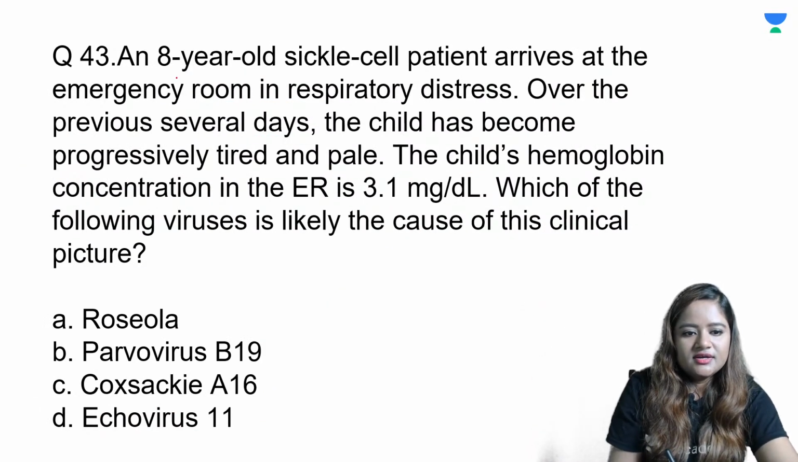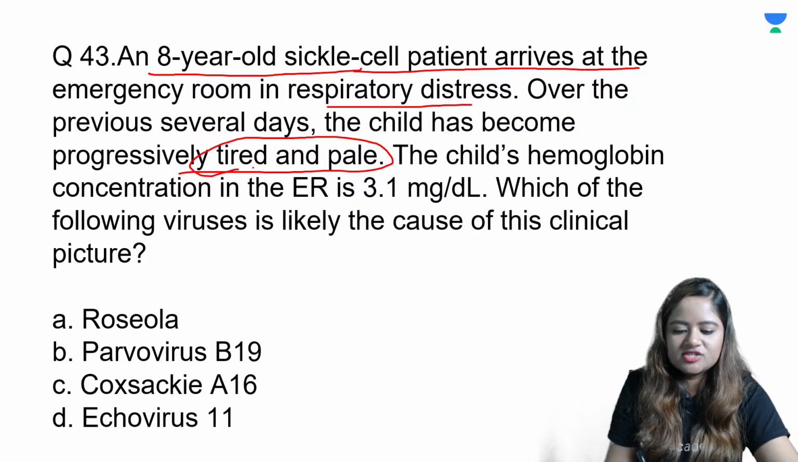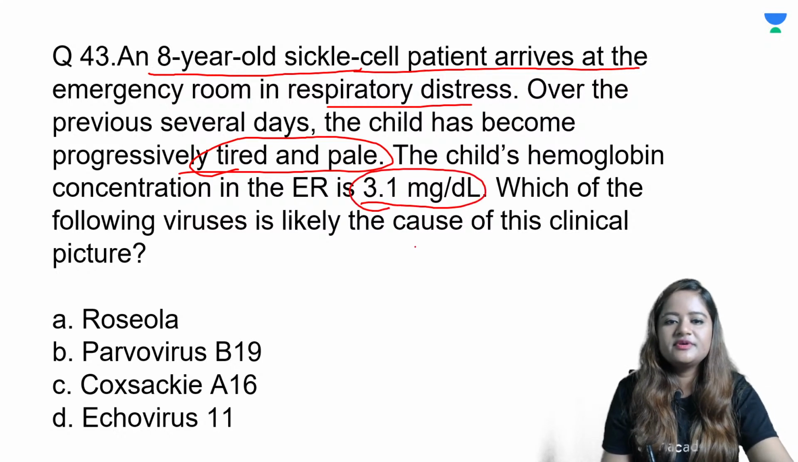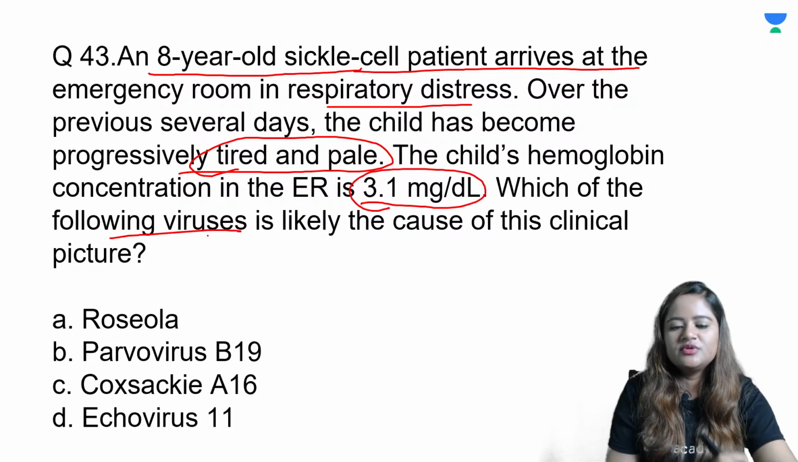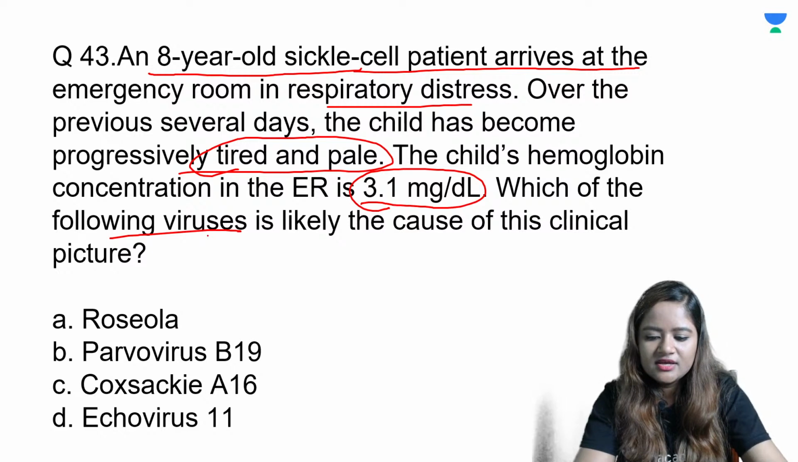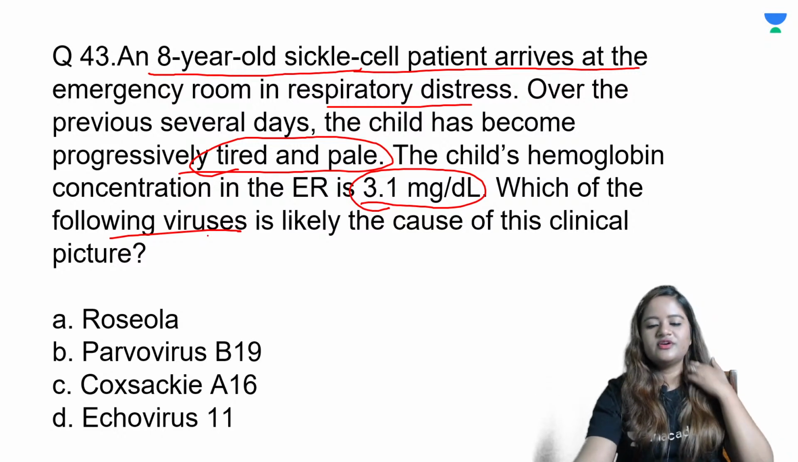Question number 43. An 8-year-old sickle cell patient arrives at the emergency room in respiratory distress. Over the previous several days, the child has become progressively tired and pale. So the child is developing gradual onset of pallor. Once you do the hemoglobin levels, you find it is 3.1 milligram per deciliter. Which of the following viruses would you likely isolate in this picture? Which is the organism that causes sudden fall in the RBC or causes red cell aplasia in a patient whose hemoglobin can fall as low as 3.1 milligram per deciliter? What is the answer to question number 43?